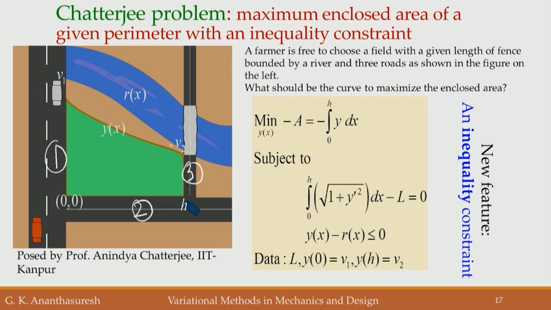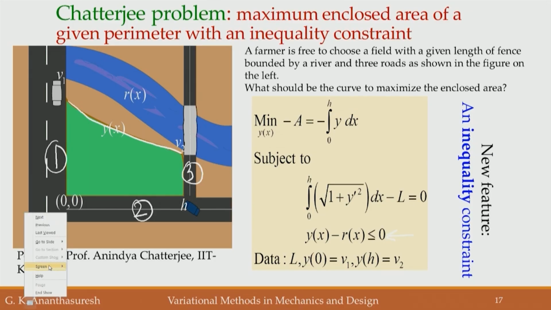The farmer can choose the land as shown here, and this is the curve y of x that he can choose, but there is a river. So, he cannot have the land penetrate into the river, he has to choose it below the river. That is a constraint, which is an inequality constraint as shown here. That constraint says that y of x has to be below r of x, where r of x defines the curve of the river.